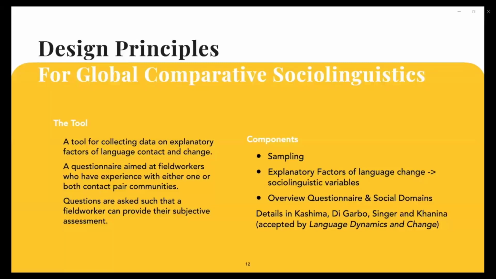So the broader methodology is we've got the sampling to consider, which Kaius would have talked about as well. There are just some considerations specific to the questionnaire. There are the explanatory factors of language change, the sociolinguistic variables. The questionnaire has two parts to it, the overview questionnaire and the social domains questionnaire. We're not going to talk about the overview questionnaire much. We'll focus on the social domains questionnaire.